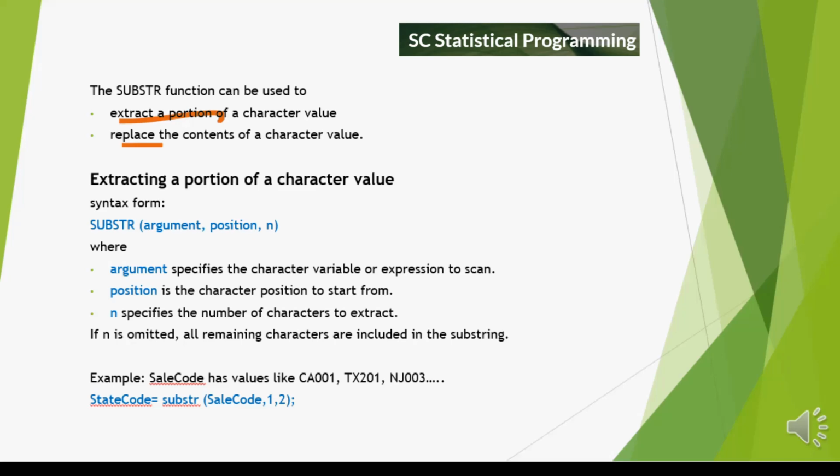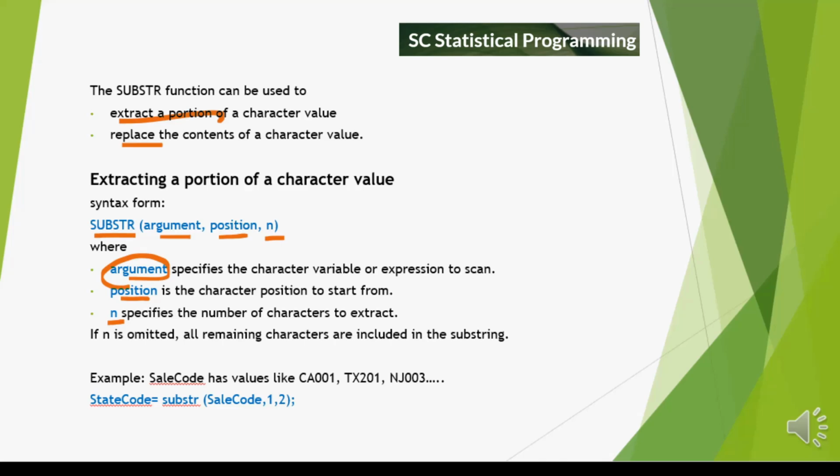This is the syntax form. Start with the SUBSTR keyword followed by the arguments: argument, position, and n, where argument specifies the character variable or expression to scan, position is the character position to start from, and n specifies the number of characters to extract. If n is omitted, then all the remaining characters will be included in the substring.